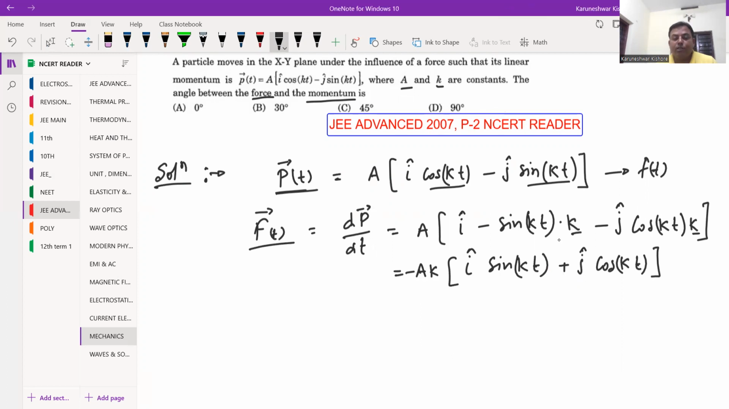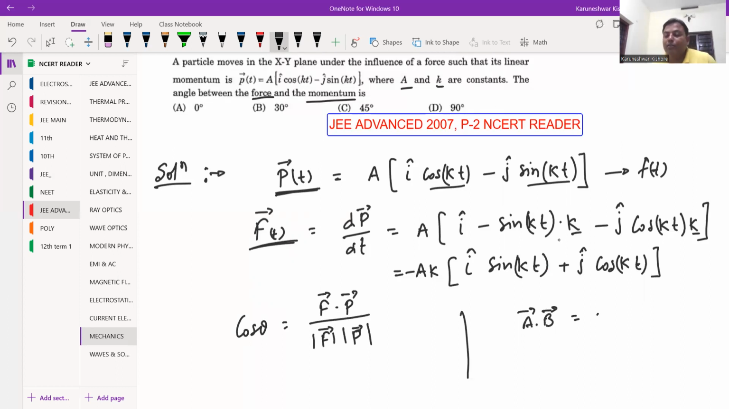Now, on the basis of this, this is force and this is linear momentum. To find the angle between linear momentum and the force, as asked in the question, we can write cos theta is equal to F dot P divided by modulus of F times modulus of P. I am writing this on the basis of the dot product between two vectors: a dot b is modulus of a, modulus of b, times cos theta, and on that basis you can write the same thing.